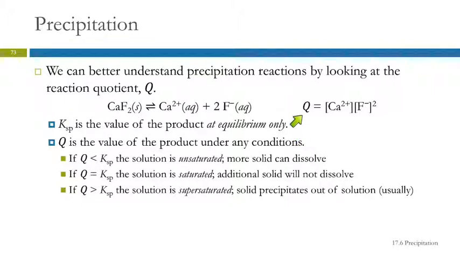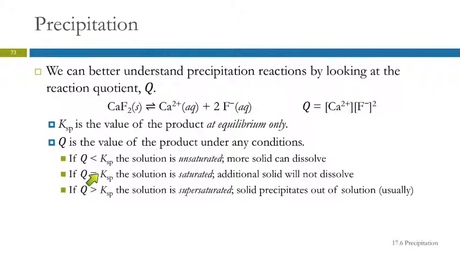So if I calculate Q here, and this value is smaller than the KSP, that means that the equilibrium or the reaction is going to proceed in a way to move Q towards KSP. It will keep moving until Q is the same as KSP. So if Q is too small, I need to increase these concentrations in order for it to be equal to KSP. So if Q is less than KSP, that means the solution is unsaturated and more of the solid can dissolve.